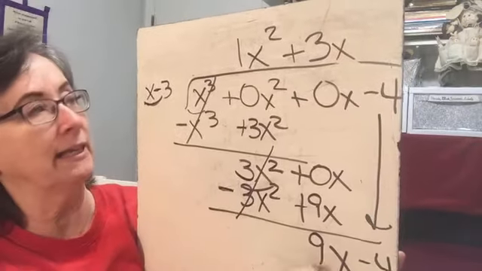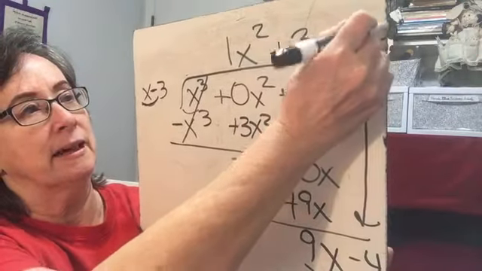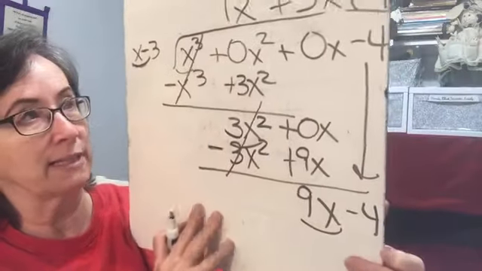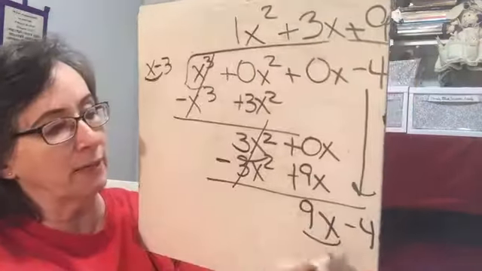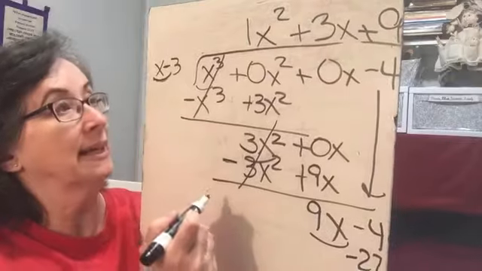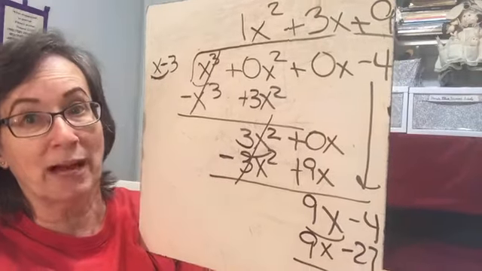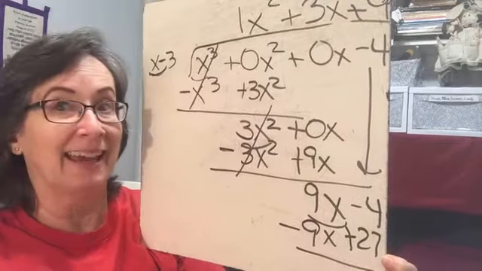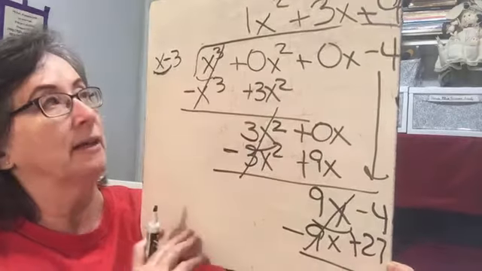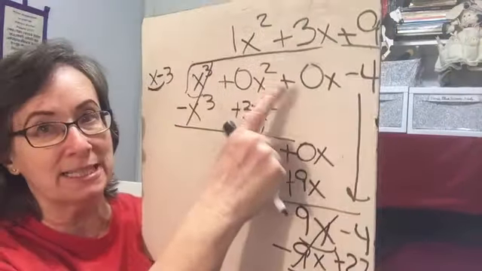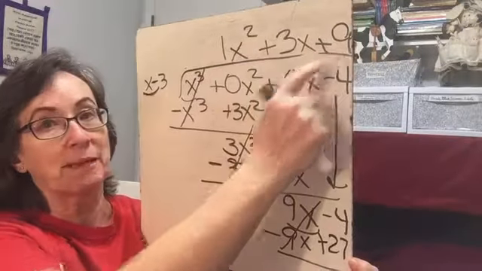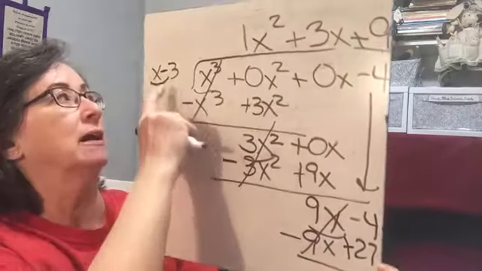X goes into 9x 9 times. 9 times a negative 3 is, let's see if I raise this up a little bit, 9 times a negative 3 is a negative 27. 9 times an x is a 9x. I'm subtracting, so I change both signs and I add. This one goes out. 27 take away 4 is 23. So now my remainder on the end of all of this is going to be 23 over x minus 3. So x squared plus 3x plus 9 plus 23 over x minus 3.